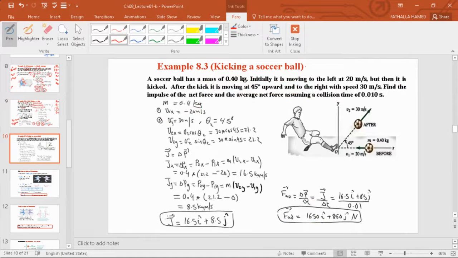Now, let's take another example where we're going to look at momentum in 2 dimensions, not just 1 dimension. The example here, a soccer ball has a mass of 0.4 kilograms. Initially, it's moving to the left at 20 meters per second, but then it is kicked. After the kick, it's moving at 45 degrees toward the right with a speed of 30 meters per second. Find the impulse of the net force and the average net force, assuming a collision time of 0.01 second.